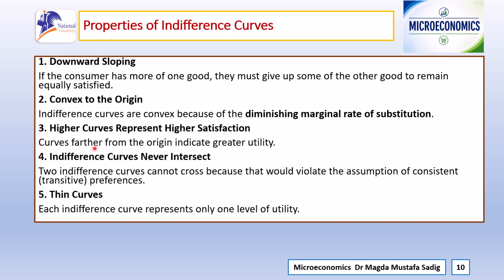Since more goods generally provide greater utility, these higher curves represent greater satisfaction. The fourth property is that indifference curves never intersect.